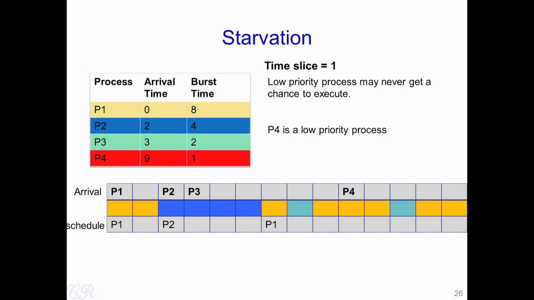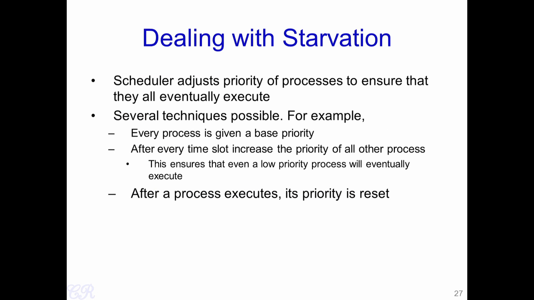Essentially, even though it is in the ready queue and just waiting for the CPU to be allocated to it, it never gets a chance to execute in the CPU because there are always higher priority processes which are arriving in the ready queue. So, let us see how priority based scheduling algorithms deal with starvation.